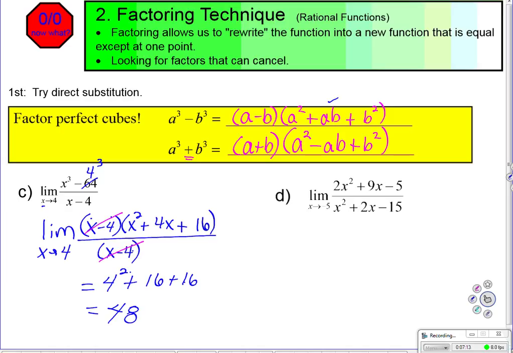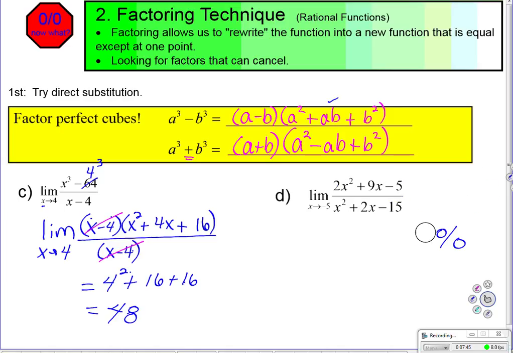D, what happens if we put negative 5 in? Try it out. 2 times negative 5 squared would be positive 50. Negative 5 times 9 is negative 45 minus 5. Well, I can see 0 on the top. Negative 5 squared is 25, minus 10, minus 15. That too is 0. We get 0 over 0, which means, hey, keep going forward because there probably is an answer to this.